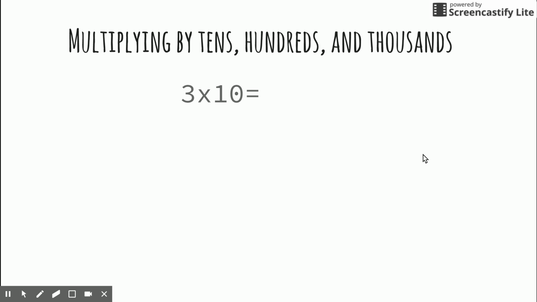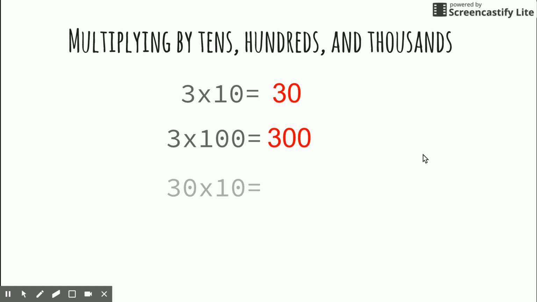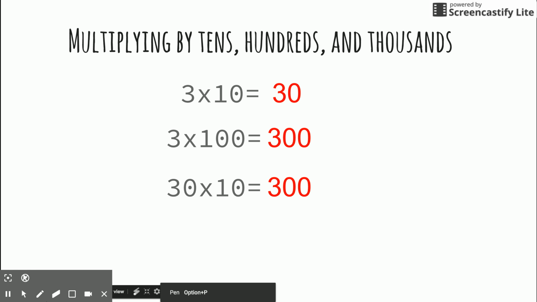Let's start by thinking about 3 times 10. Now 3 times 10, 30. How about 3 times 100? 3 times 100 is 300s, which would be 300. How about 30 times 10? There are a few ways you could figure this out. One way would be to think about 10 times 10 is 100, so 3 of those, which would be 30, would be 300. So now that we have these number sentences up, let's start to look for some patterns.